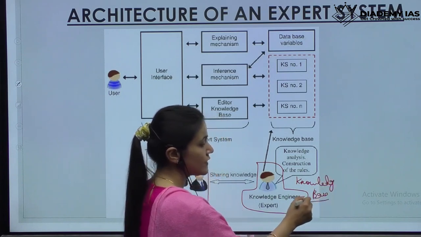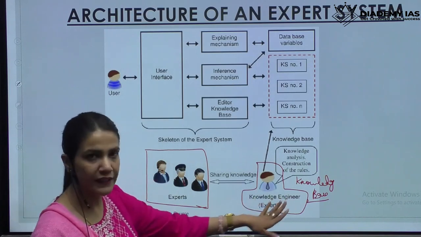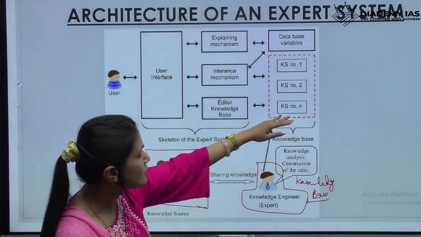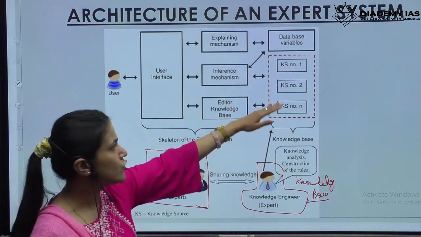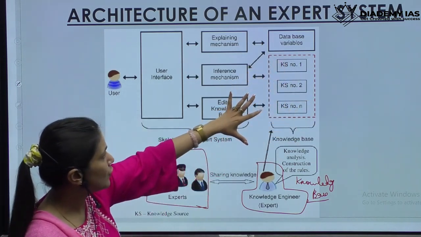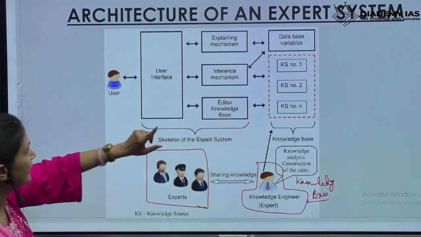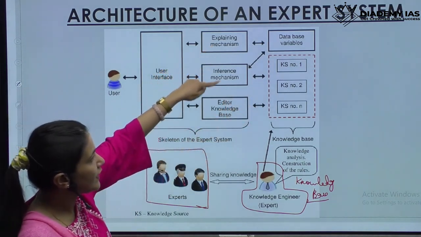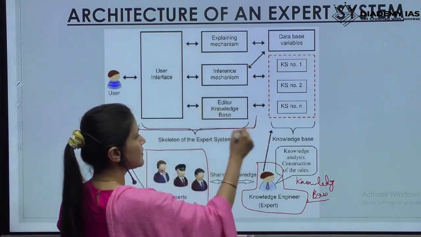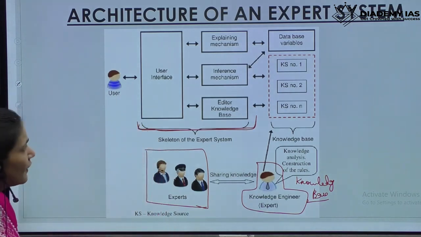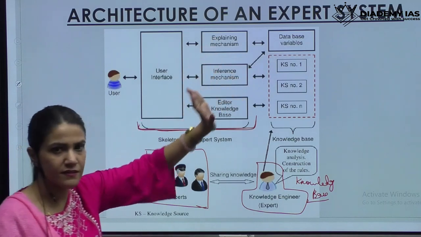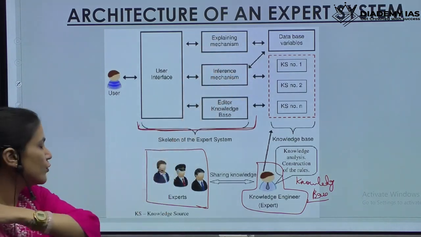It is this person who is actually the main person coordinating the entire knowledge base, right? As you can see above, there's a knowledge base where different knowledge sources are available: knowledge source 1, 2, 3 and so on. All these knowledge sources first interact with certain components of the expert system. If you remember, these were the components we just studied: the user interface, the knowledge base, the inference mechanism, the explaining mechanism, and the different conditioning that was applied there.